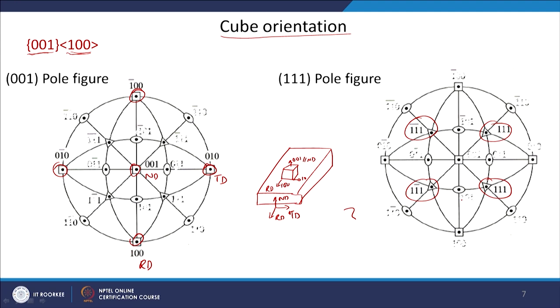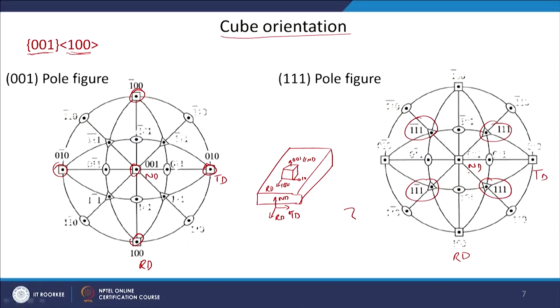You will have these four poles at this particular angle for this orientation, and of course this will be your RD, TD and ND. So for the same orientation I can plot different pole figures. So if you get a 111 pole figure, you should not worry that it is some kind of 111 orientation. The orientation is still 001100, only we have plotted the 111 pole figure.